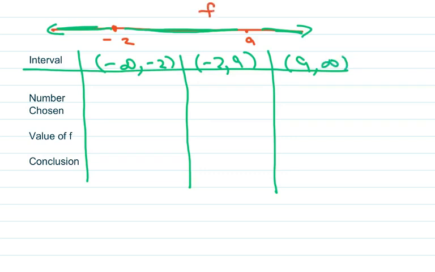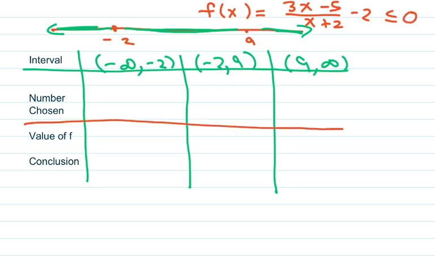Our function is 3x minus 5 over x plus 2 minus 2. And we want this whole thing to be negative or equal to 0. So choose some numbers in the intervals. I chose -3, 0, and 10.